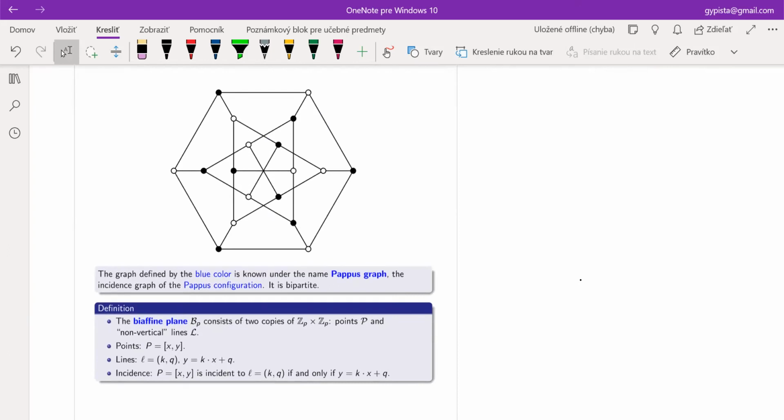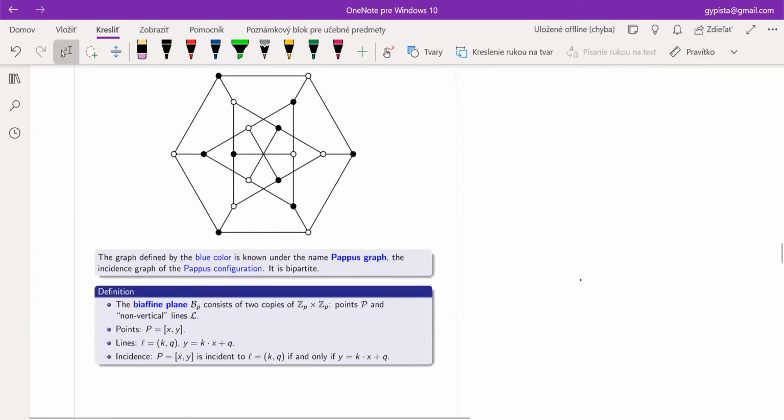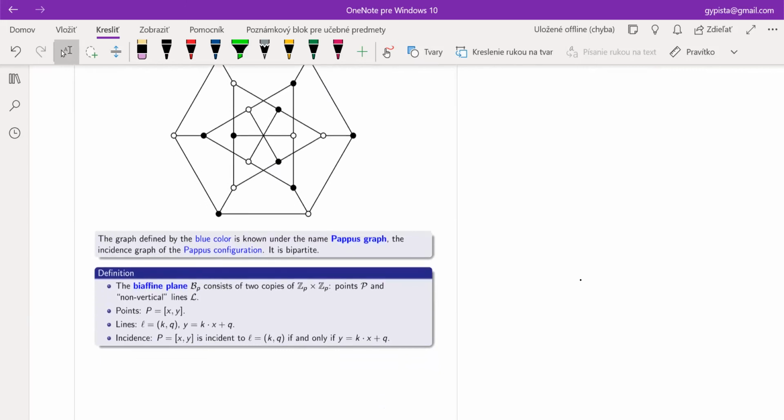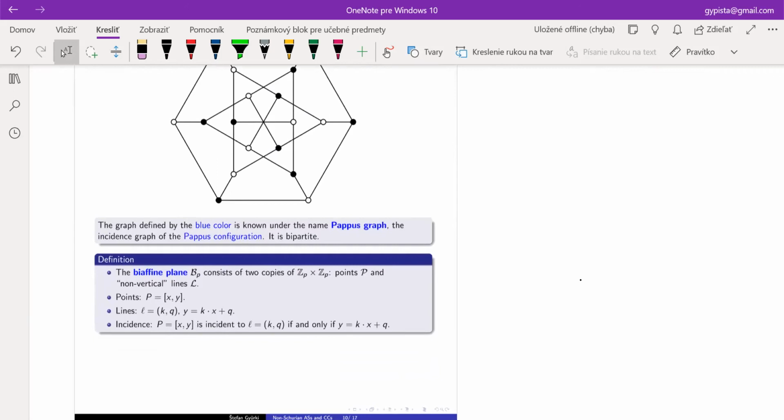So that was some first evidence that, okay, this non-Schurian association scheme is probably nice, and it can be somehow joined to some geometries. And after that, we were able to explain the full picture concerning these schemes. But in order to do this, we needed the term of biaffine planes.